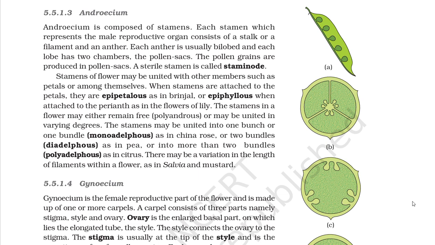The stamens may be united into one bunch or one bundle, monoadelphous, as in China rose, or 2 bundles, diadelphous, as in pea, or into more than 2 bundles, polyadelphous, as in citrus. There may be a variation in length of filament within a flower, as in salvia and mustard.